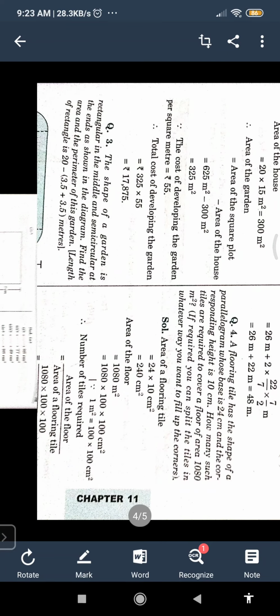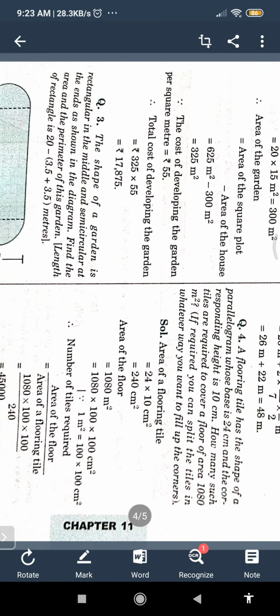17,875 rupees cost of developing the garden. Okay, so in this way we can find the cost of making a garden between the blank place, house and boundaries of the field. Okay, now question 3.